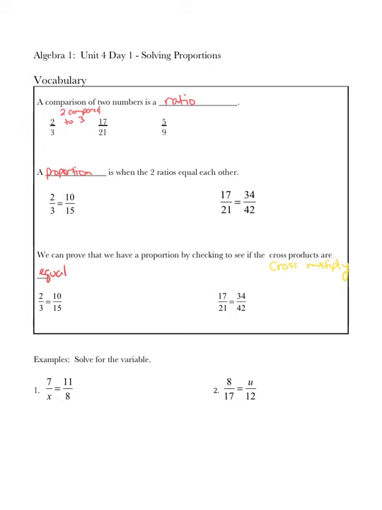So let's experiment. I'll do my little arrows. So I end up with 2 times 15 equals 3 times 10. 30 equals 30. Yes, they're equal. Now, there is no rule that says you have to do the top number on the left and the bottom number on the right. I simply do it that way.